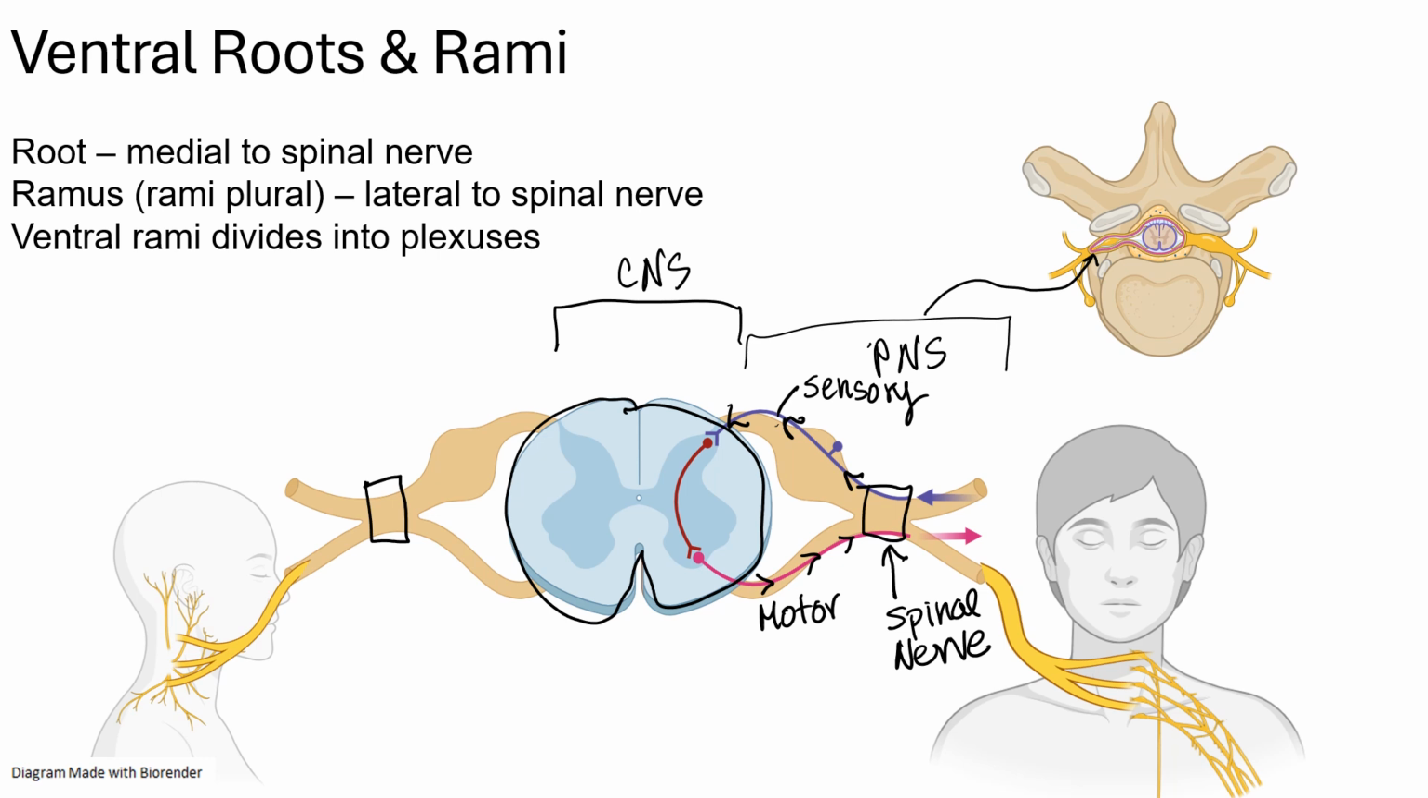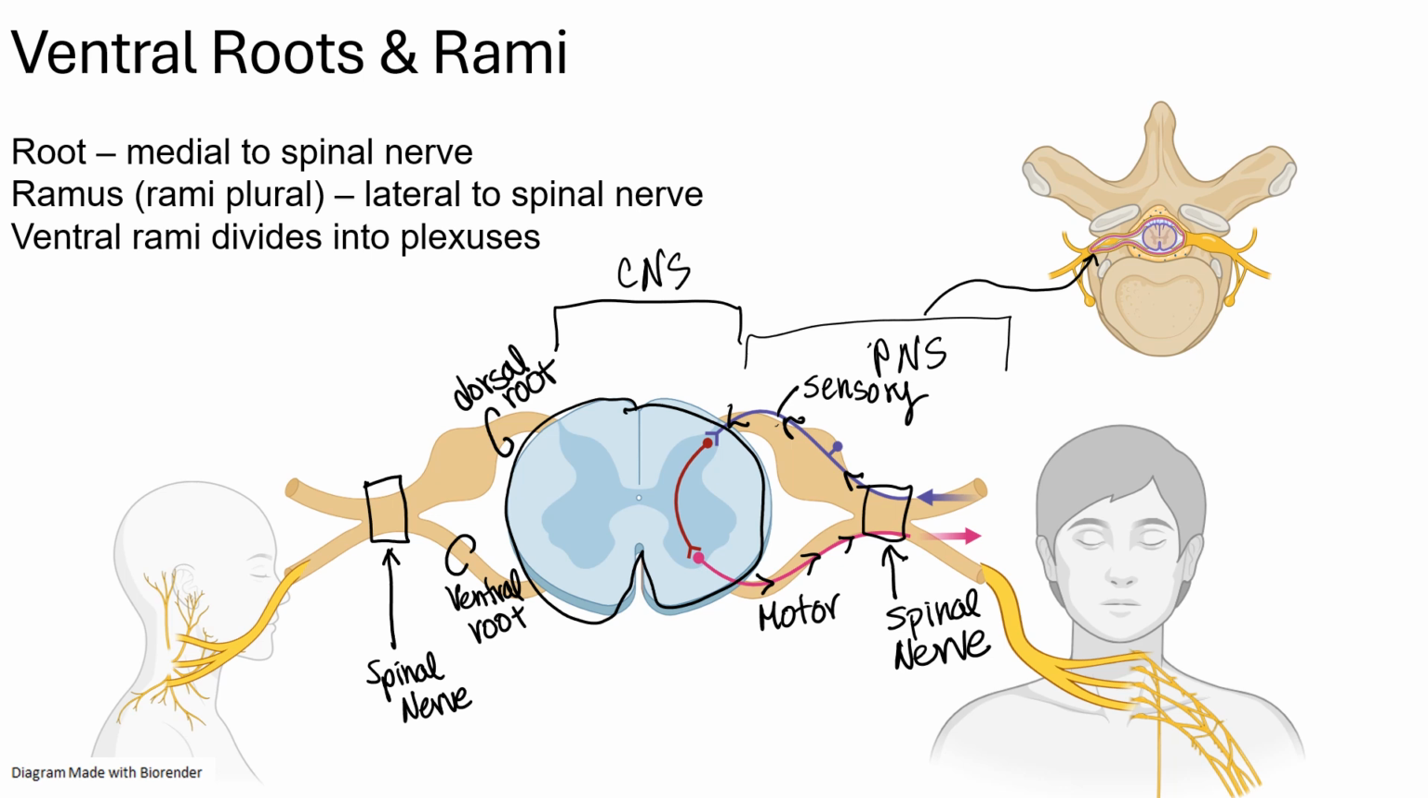Okay, so let's move over to the left side here, keeping in mind that this little tiny length here is what is called the spinal nerve. Roots are structures that come off the spinal cord and combine to make a spinal nerve. This right here is a ventral root. This right here is a dorsal root. Another way that we could define roots is that they are all medial to the spinal nerve. Okay, so Rami are lateral to the spinal nerve.